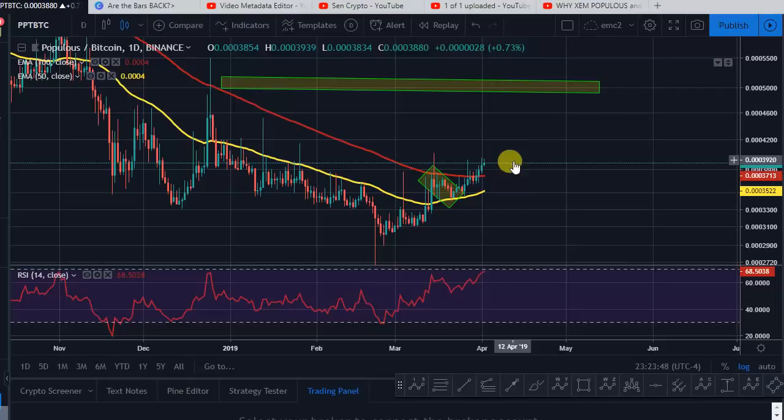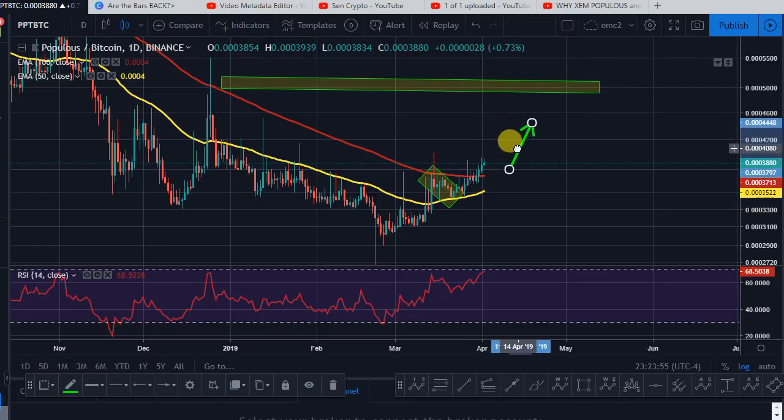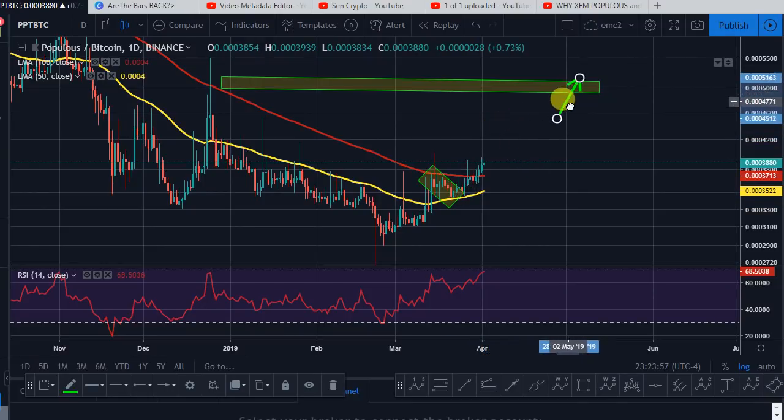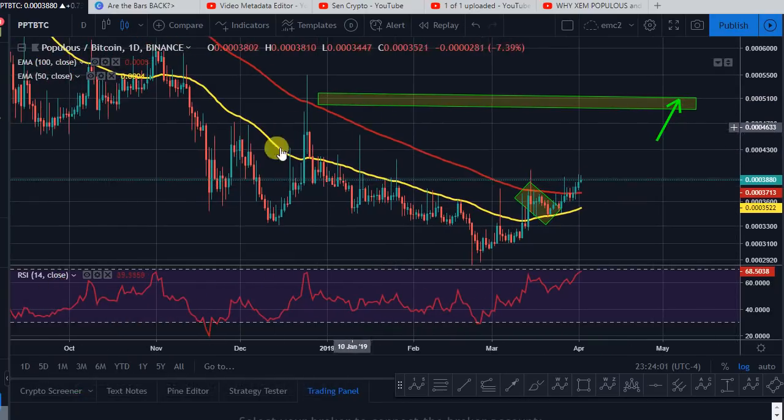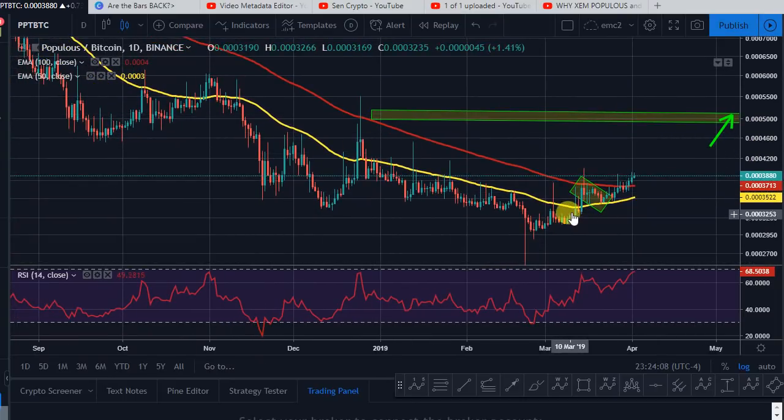So let's take a look at it. We're just going to get some one-to-one extension just like that, right? That's a one-to-one extension, and then we're going to pull back, get another one-to-one extension, pull back and get another one-to-one extension. Easy, right? It's not going to be some big move to the upside. I said it in my previous POPULOS video: POPULOS is very aggressive when it wants to be, with a bigger push to the upside just like that.